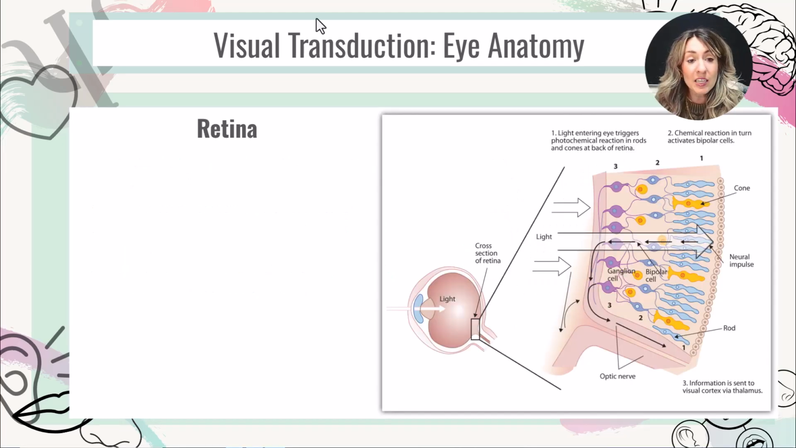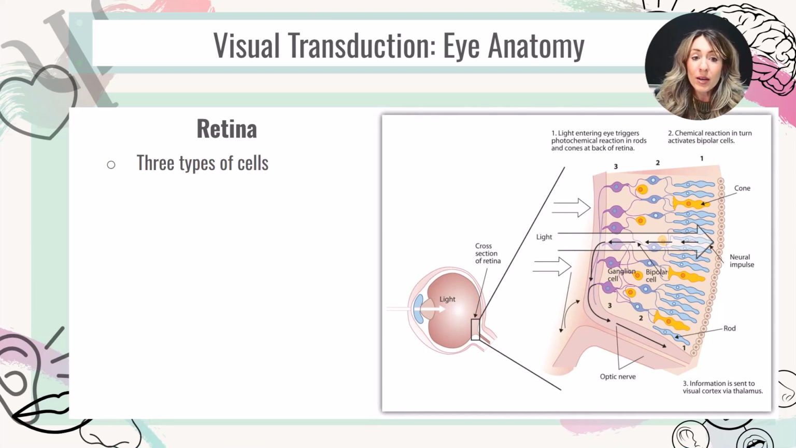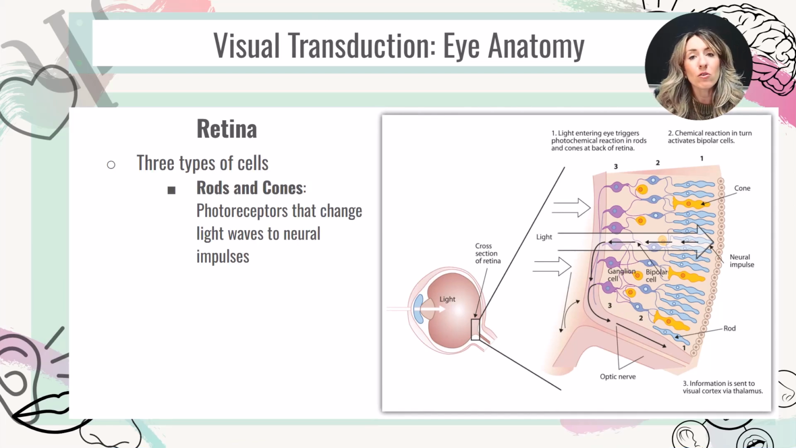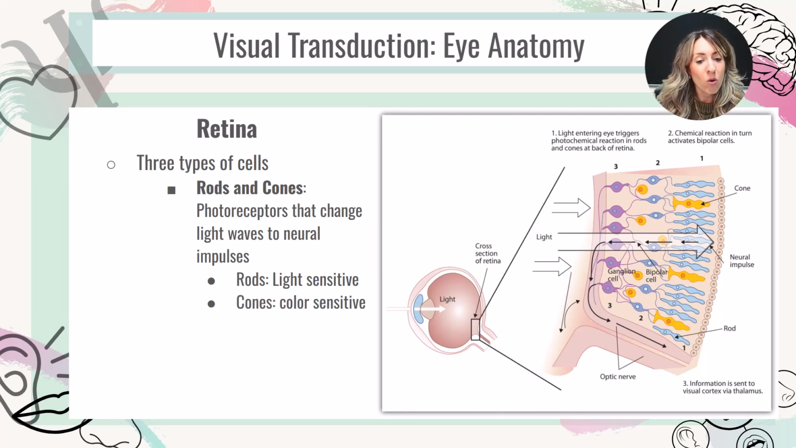All right, so now I'd like to spend some time focusing on the star of the show, the retina, right? And the retina is the star of the show because it does all the hard work of translating those light waves into something that the brain can understand. So the retina has 3 types of cells, but really the rods and cones are what contain the photoreceptors that actually change the light wave into a neural impulse. You have rods that are light sensitive, and you have cones that are color sensitive.